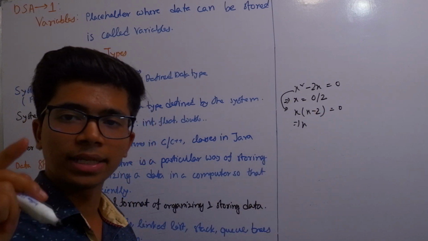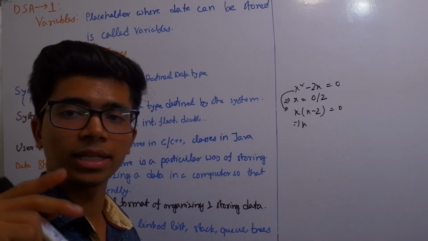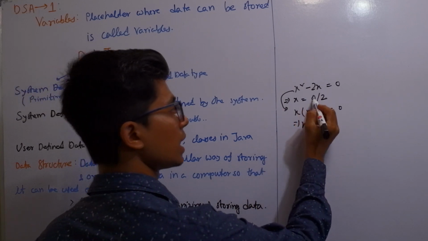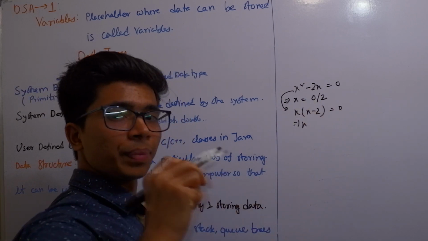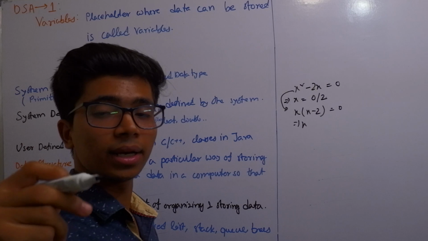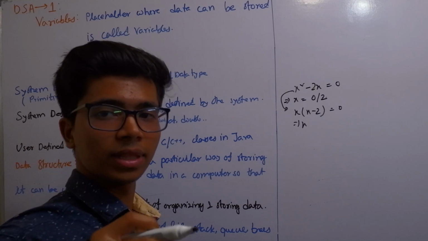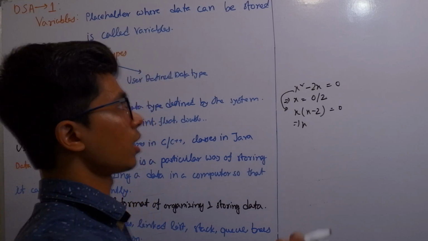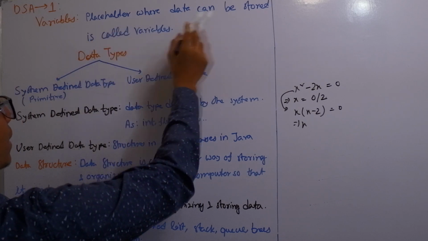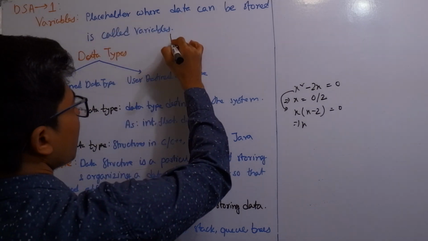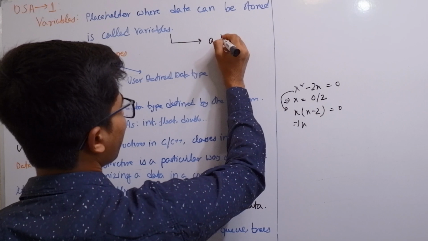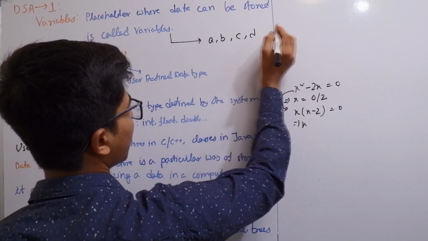That means x can store data. It has stored 0 or 2. Something that can store data, we can declare as a variable. So simple: a placeholder where data can be stored is called a variable. A variable can be anything like A, B, C, D, etc.